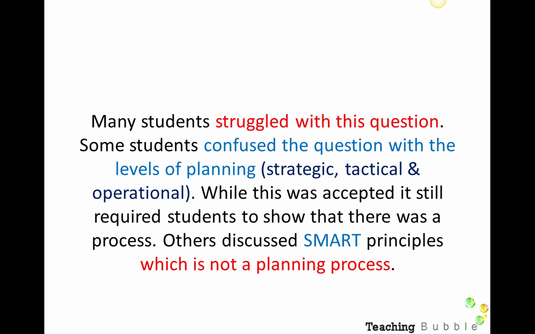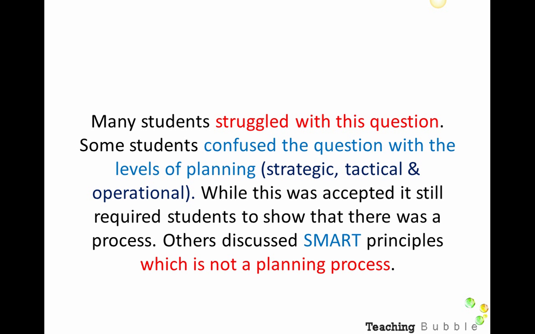Many students struggled with this question, believe it or not, even though it is simply explain. Some students confuse the question with the levels of planning. So strategic, tactical and operational, they're the levels of planning. While this was accepted, it required students to show that there was a process, and that's where students struggled.